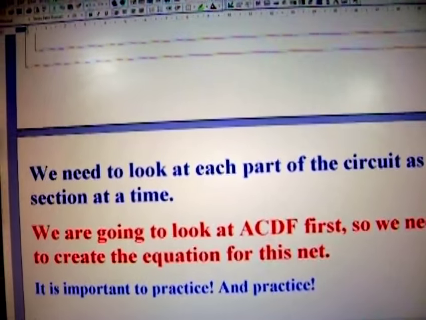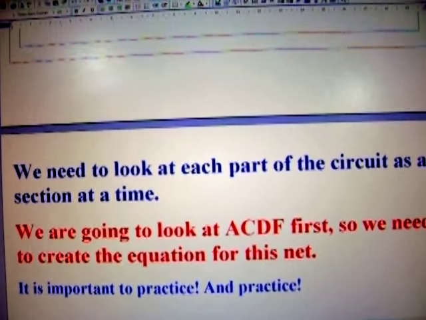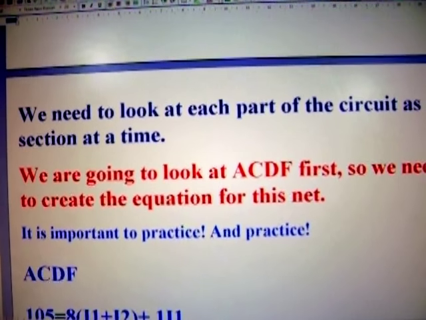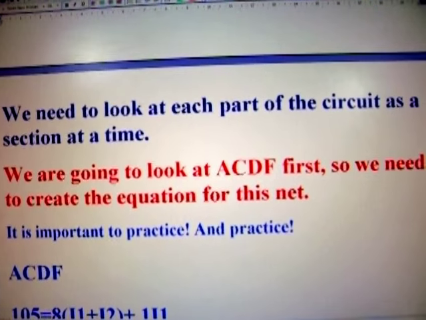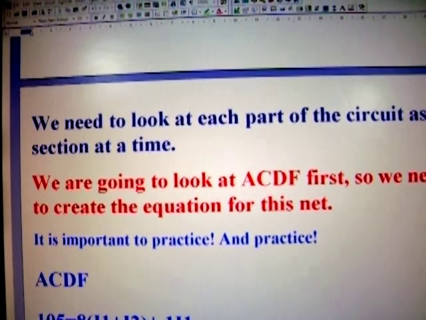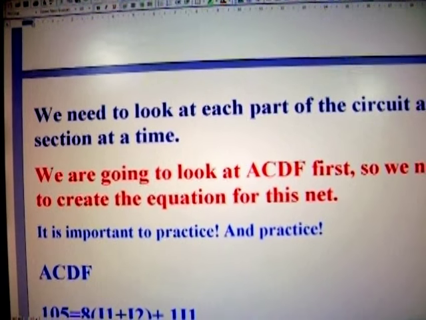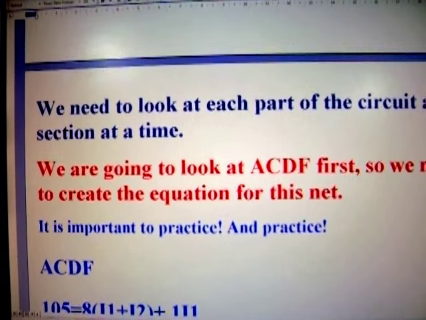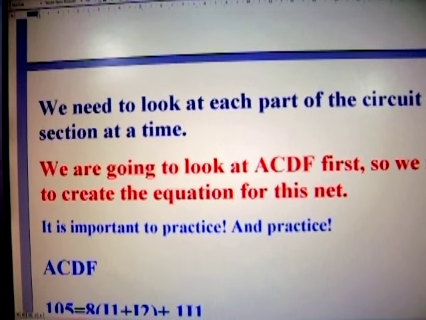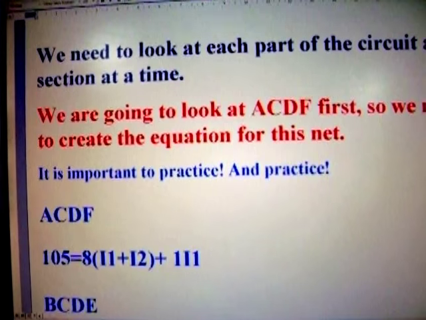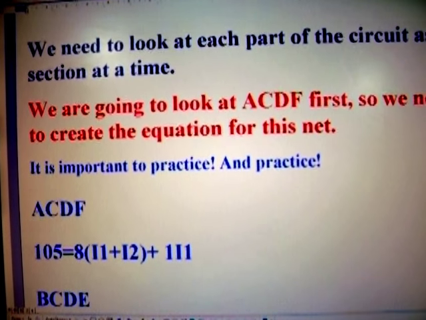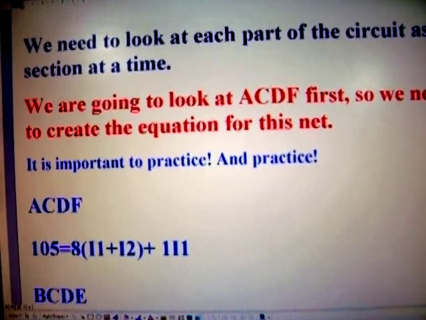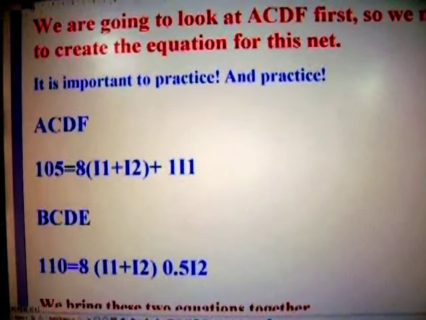It's going to pan across a bit. Here, we need to look at each part of the circuit as a section at a time, and that's what we have done here. ACDF. Now remember that when you look at the diagram, you'll see it has A, B, C, D, E, F. Those are your nets, and I've looked at the first net, which I told you already is going to be ACDF, then BCDE.